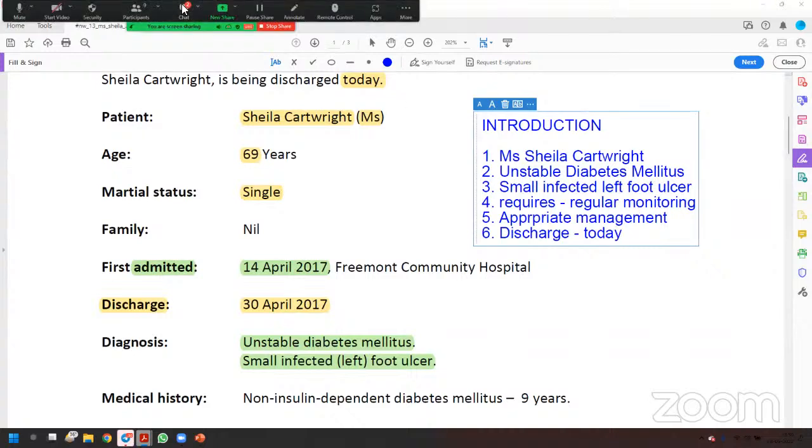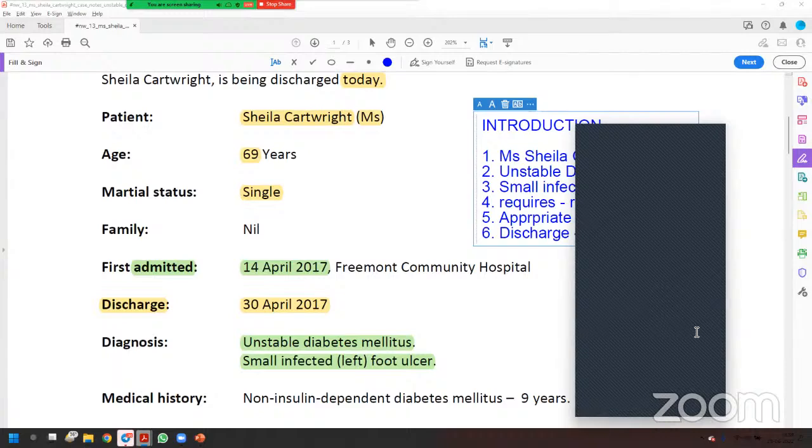Okay, very good. Miss Sheila, who was diagnosed with unstable diabetes mellitus and a small infected left foot ulcer, is being discharged today. Appropriate management and regular monitoring is required following the discharge today. Okay, fine. Miss Sheila Cartwright, who has been diagnosed with unstable diabetes mellitus and a left foot ulcer, requires ongoing care and lifestyle modifications from your service following the discharge today.